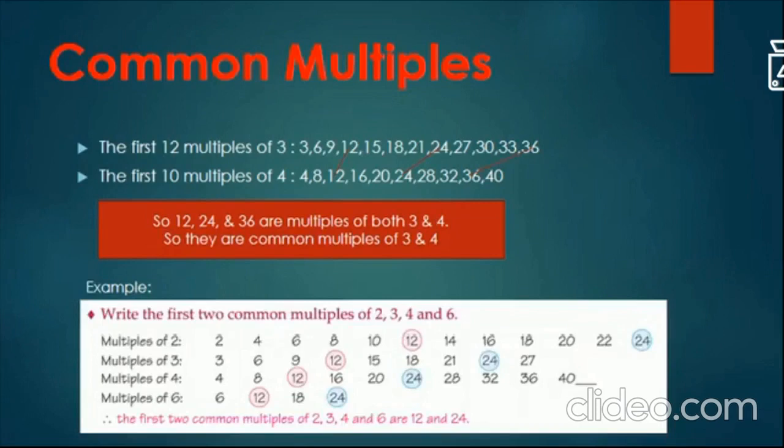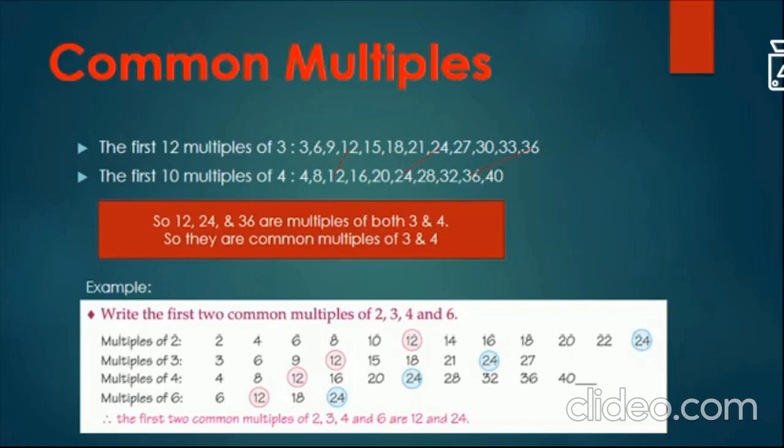Write the first 2 common multiples. Here, the first 2 common multiples of 2, 3, 4 and 6. Now write down multiples of 2, that means the multiplication table of 2. Which are the multiples of 2? 2, 4, 6, 8, 10, 12, 14, 16, 18, 20, 22, 24. These are the multiples of 2.